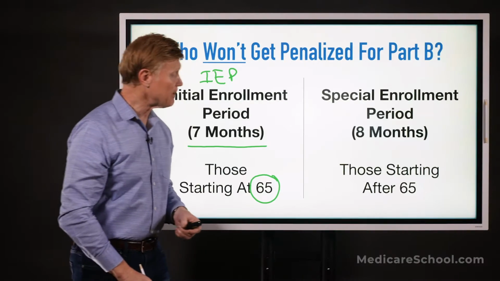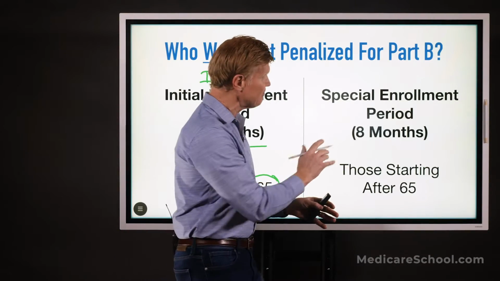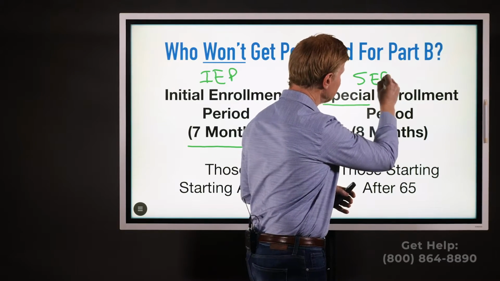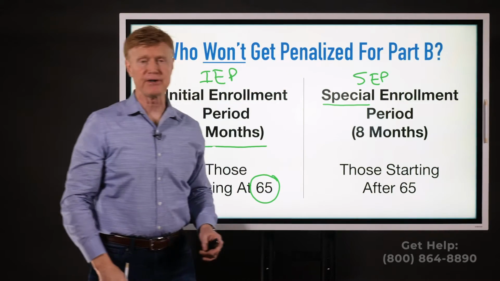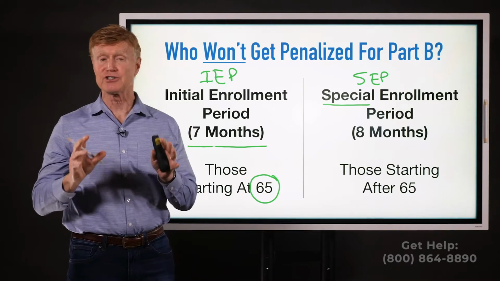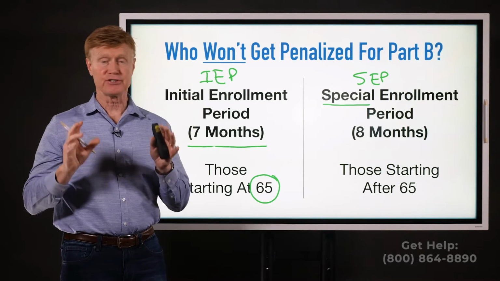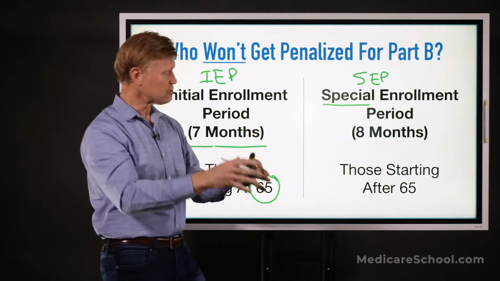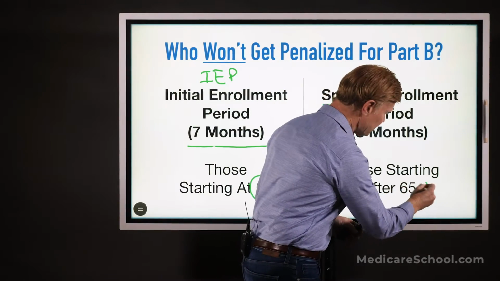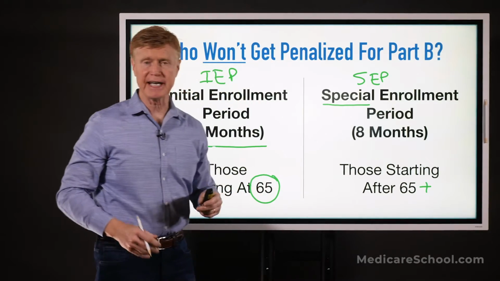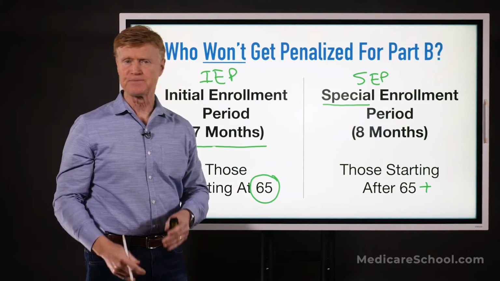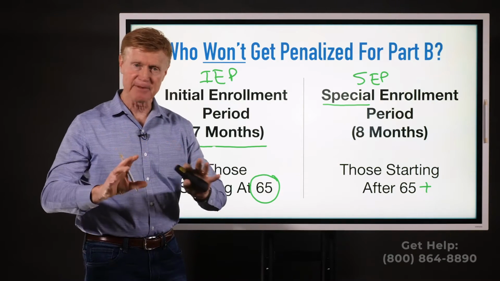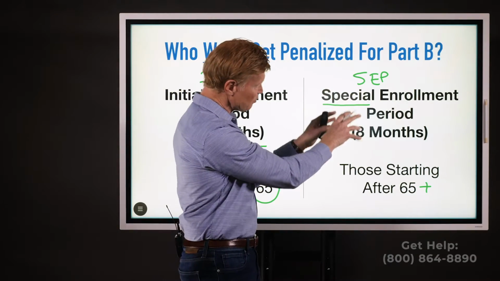Now, the second group of people that will not be penalized are those that are going to come in during what is called the special enrollment period. We use the acronym SEP. Now, this special enrollment period is going to be used by those that didn't start Medicare at 65 because their spouse were still working, and so they delayed taking Medicare. So this is anyone who is 65 plus, their spouse kept working. And then when they retire, and that could be at 66 or 69, 72, 83, doesn't matter, but you're going to come into Medicare using the special enrollment period.